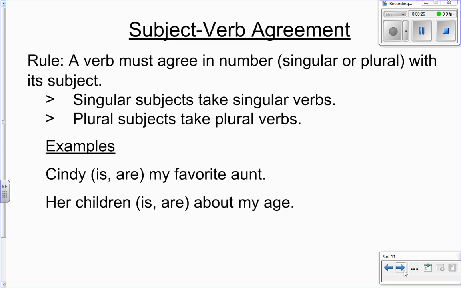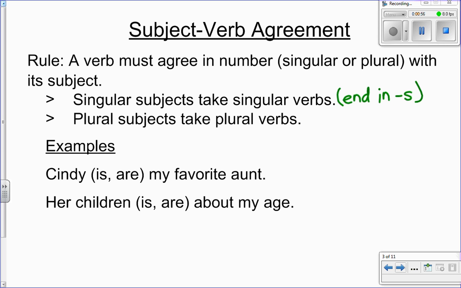So the rule that you're already familiar with is that a verb must agree in number, meaning singular or plural, with its subject. That means singular subjects take singular verbs. Now remember, these are verbs that end in S. It's the opposite of the noun rule. A verb that ends in S, the S means singular. A verb that does not end in S is a plural verb. So a plural subject will take a plural verb, and that would be a verb that does not end in S.